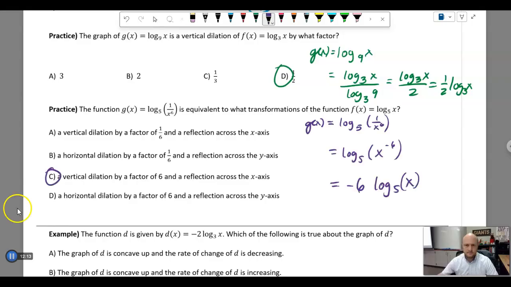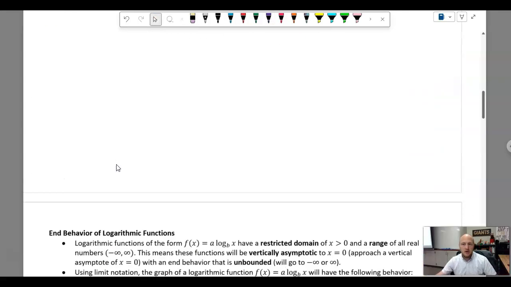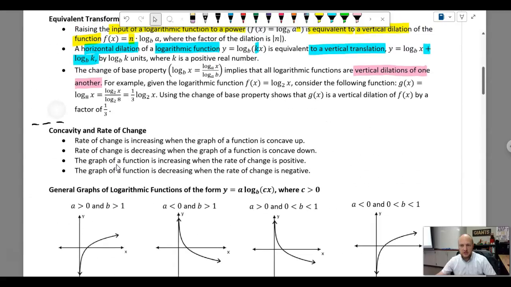Here's the answer. Okay. For g of x here, I'm going to use the negative exponent property to move that x back into the numerator. Now my power is -6, and we can use the power property to pull it out front. -6 times log base 5 of x. Answer C.